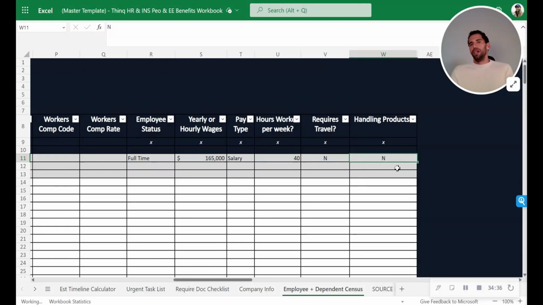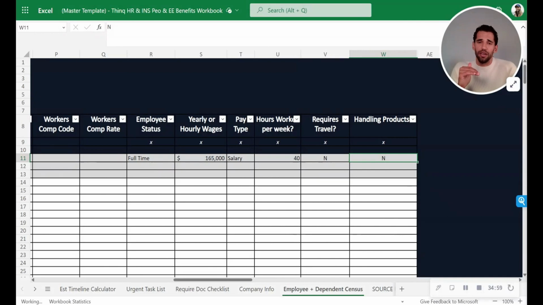Handling products. If you're a software person, they're going to know that from your workers' comp code. And if you're not in a warehouse, handling products, making something physically, touching or producing these products, are you welding? What are you doing? They want to know. The reason, again, goes back to workers' comp. So this is some of the high level information that you would want to put on a census.